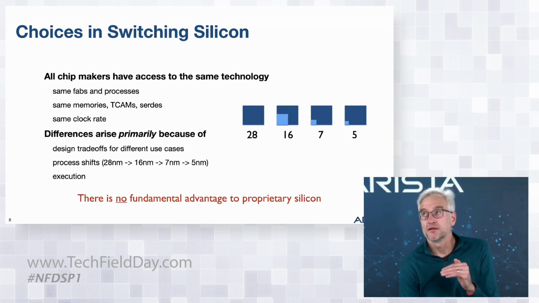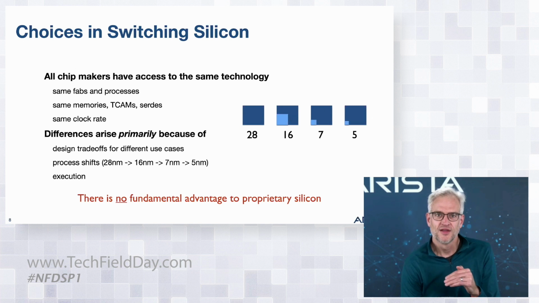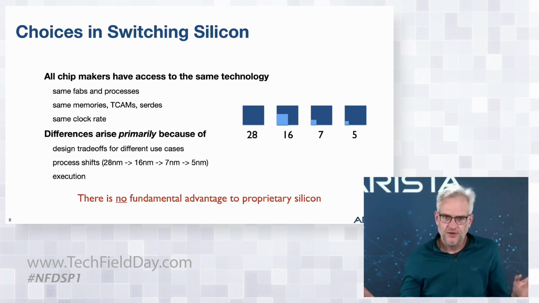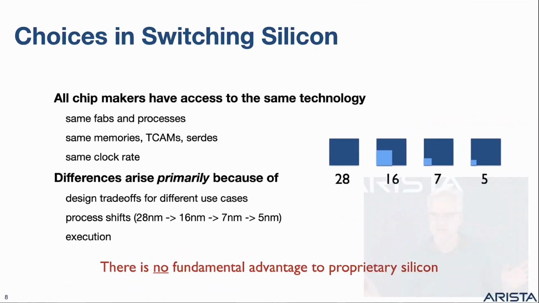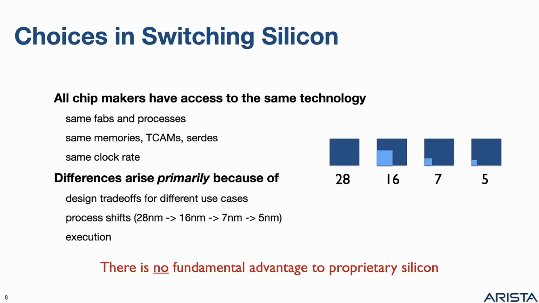So one thing I want to make a point about, that I hope is clear but I want to belabor a little bit, is that all chip makers have access to the same technology. Proprietary silicon, custom silicon, merchant silicon, it's all using the same fabs, the same processes. It's going to TSMC and Intel and Samsung, the same processes, the same memories, TCAM, SerDes. As a result, you have roughly the same clock rates that you can achieve in any process technology.